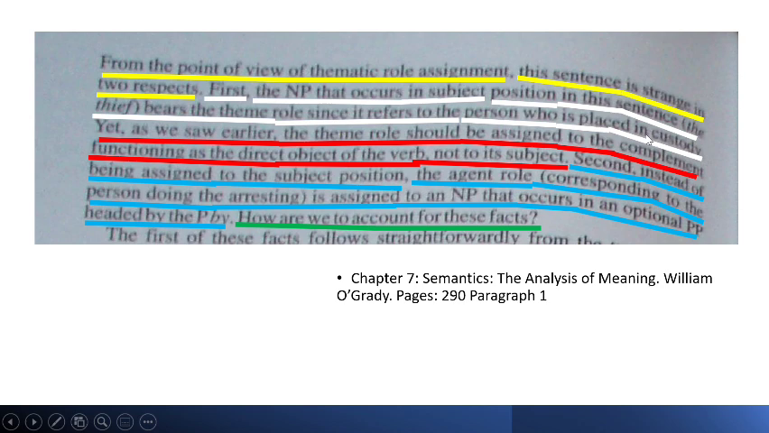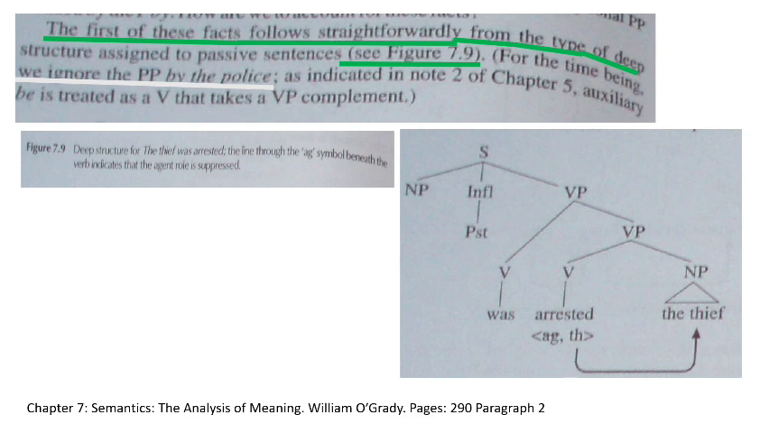Second, instead of being assigned to the subject position, the agent role, corresponding to the person doing the arresting, is assigned to an NP or noun phrase that occurs in an optional PP or prepositional phrase headed by the P or preposition by. How are we to account for these facts?